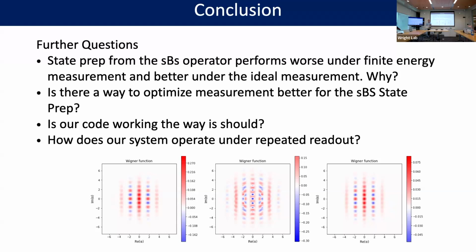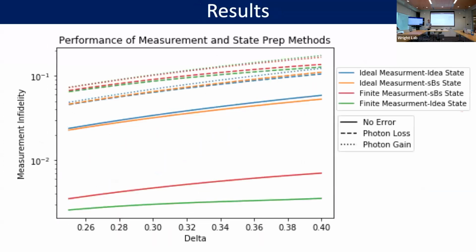Any questions? Mind going back to the first result that you showed? Yes. Can you comment on why the finite energy curves, I'm looking at the solid lines, why would they have lower measurement infidelity than the ideal curves?